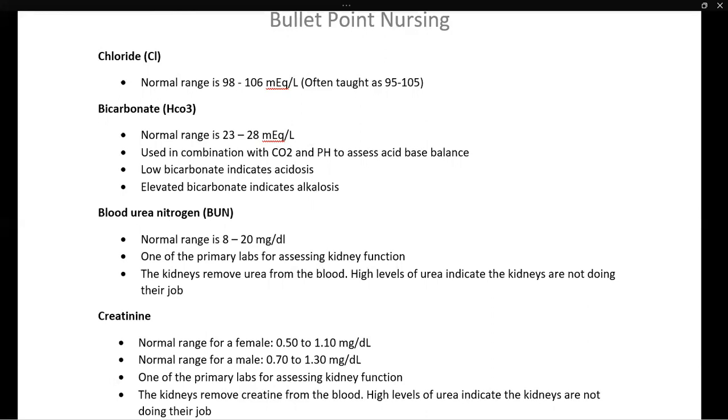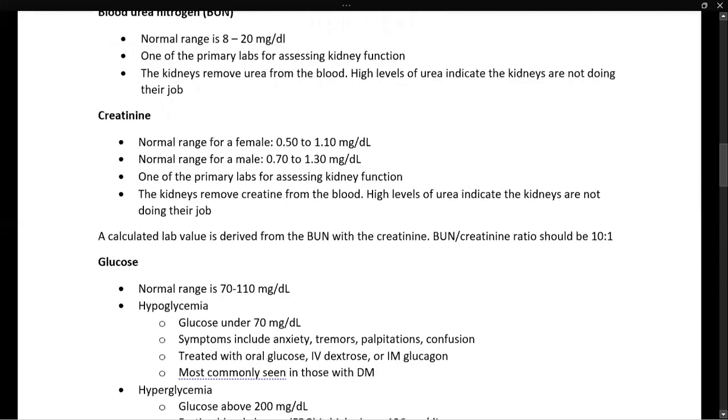Next, we have our BUN, or blood urea nitrogen. The normal range for this is 8 to 20 milligrams per deciliter. And this is one of the primary labs, along with the next one, for assessing kidney function. The kidney's job, or one of it, is to remove urea from the blood. Therefore, if we have an elevated level of urea, we know that the kidneys are not doing their job.